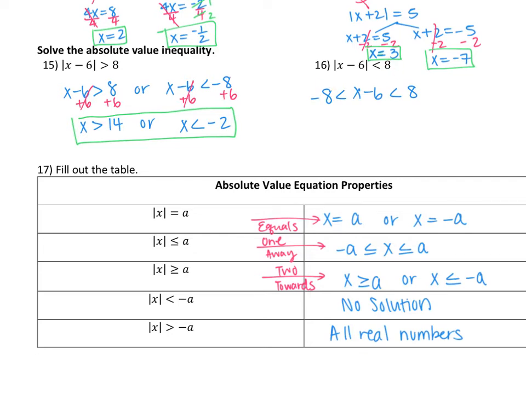So negative 8. From there, you want to try to get the x by itself in the middle. So I'm going to add 6 to both sides. So that cancels. Negative 8 plus 6 is negative 2. Bring down the x. 8 plus 6 is 14. And there we go. That is my final solution, because now x is by itself. So x is between negative 2 and positive 14. So we've already filled out the chart.